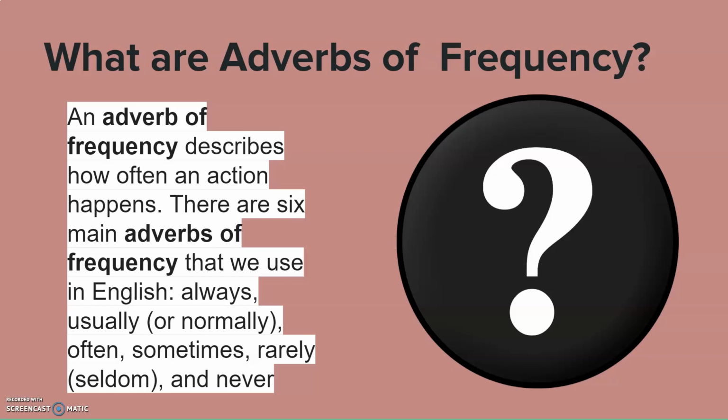There are 6 main adverbs of frequency that we use: always, usually, often, sometimes, rarely, and never. There are other popular adverbs of frequency, like normally, seldom, frequently, but these are the ones we use most often. So, let's have a look.